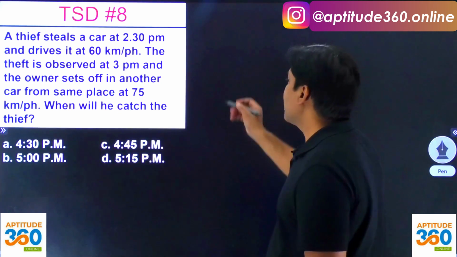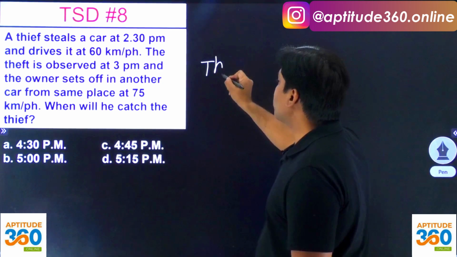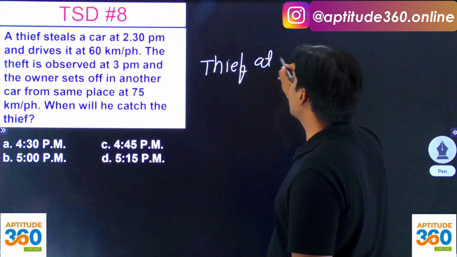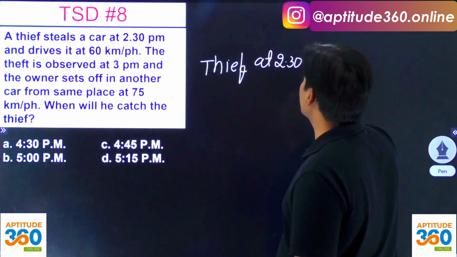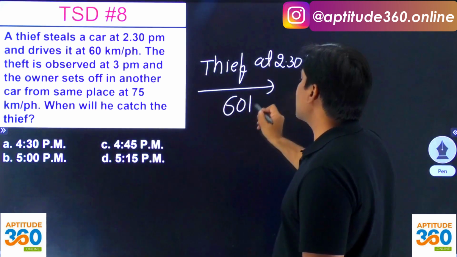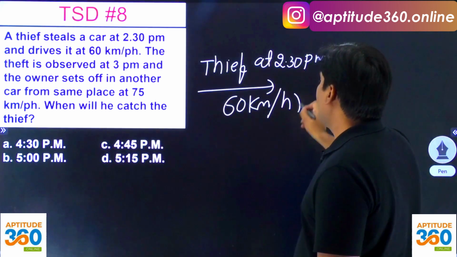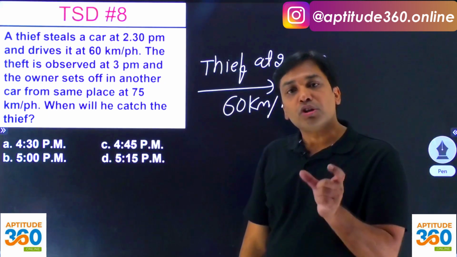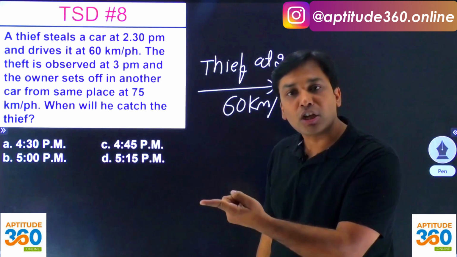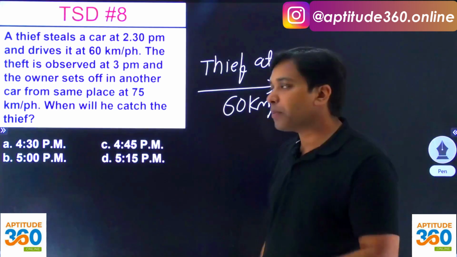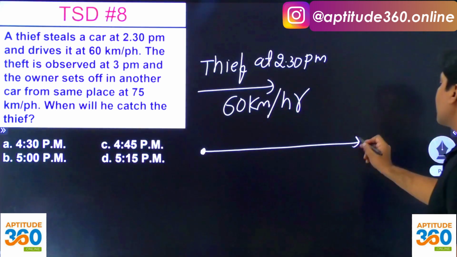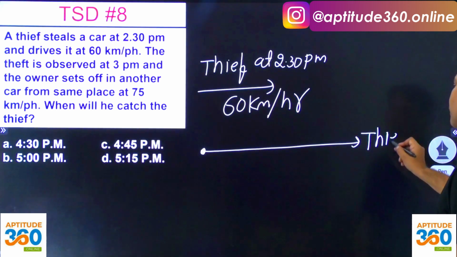That's the problem. So ये रहा thief, चोरी किया इसने कार at 2:30 p.m. is here, starts running in this direction at 60 kilometers per hour. 2:30 to 3, half an hour. हाफ एन आवर में चोर गया कितना होगा भाई? 1 घंटे में 60 किलोमीटर्स, तो हाफ एन आवर में 30 किलोमीटर्स. नाउ यहां से चलते चलते ये थीफ यहां पे आ गया.